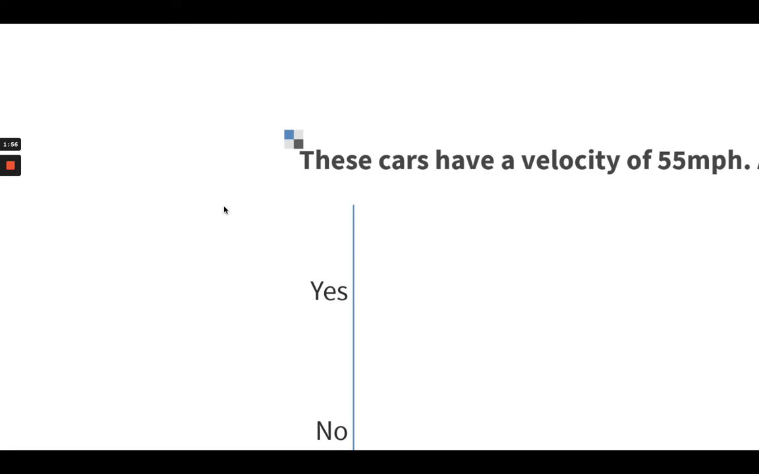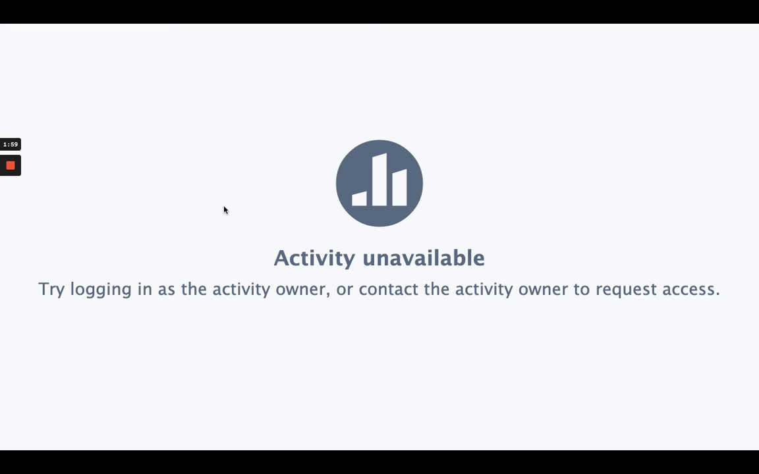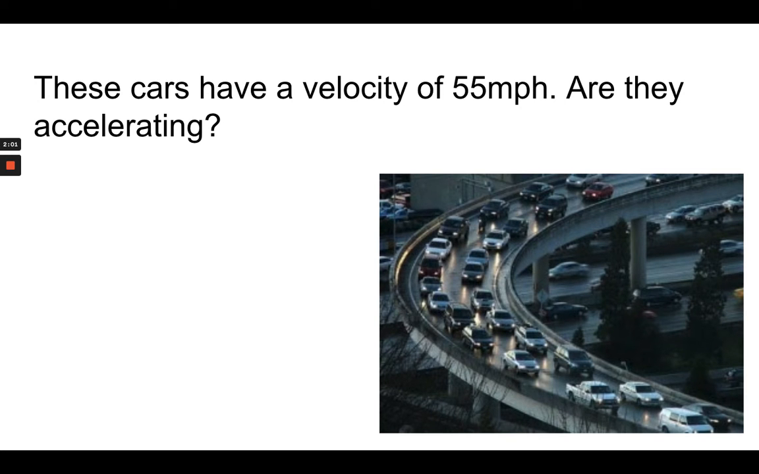Well, in this case, it's not working. Oh, it's unavailable. All right, try this again. So if we look at this, all these cars, they are accelerating. Because remember, acceleration is the change of velocity over time. So if we look at these vehicles, they all have a constant speed, but they're going around a curve, so therefore they're changing direction. Remember, velocity is speed and direction. So all these cars are accelerating.